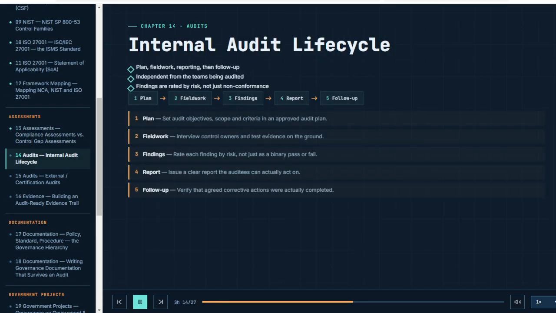An internal audit moves through a clear life cycle: plan, fieldwork, reporting, and follow-up. It stays independent from the teams being audited, and every finding is rated by risk rather than treated as a simple pass or fail. In summary, plan, fieldwork, reporting, then follow-up, independent from the teams being audited, findings are rated by risk, not just non-conformance.